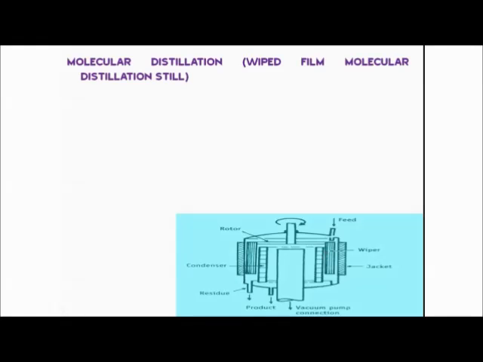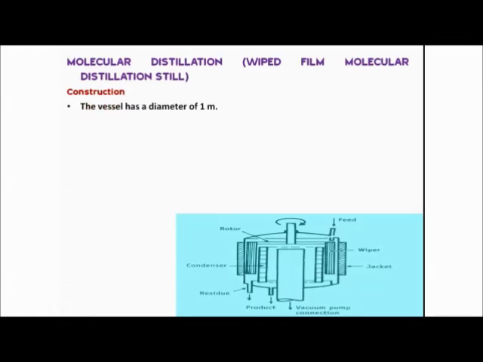Now how will it form the film? By virtue of wiping, by this rotor. This rotor will move these wipers. These wipers will form the film over the surface. These are the jacketed heaters. They will heat up the liquid, and these are the condensers. So finally you can collect the residue here and the product can be collected here, and this whole chamber is connected with a vacuum pump.